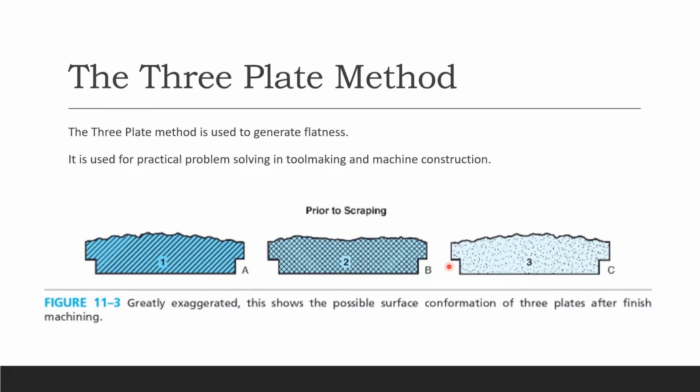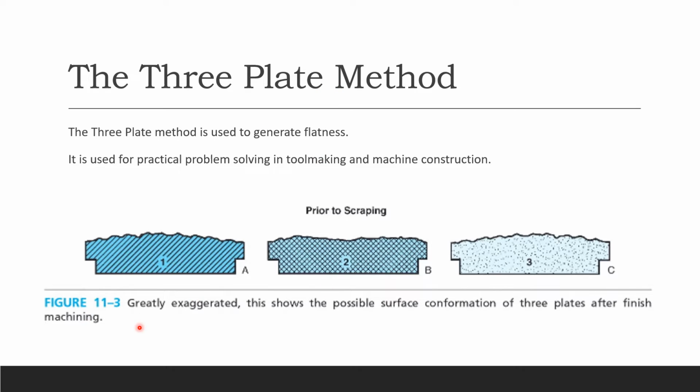It is used for practical problem solving in tool making and also machine construction. So when we make a machine, the machine is made of either metal or alloy. Okay, most of them have surfaces, and most of them are flat. You also have curvatures, of course, in some machines. So in order for us to be able to construct a machine, an equipment or tool, we definitely use this method. So that's your 3-plate method.